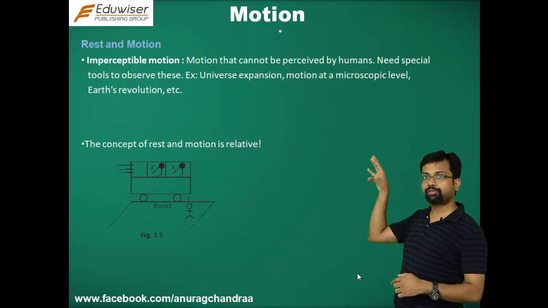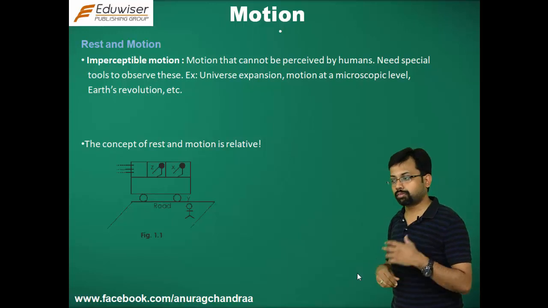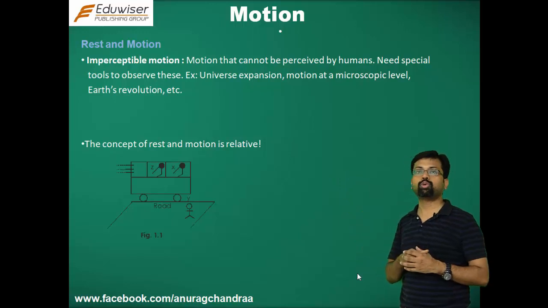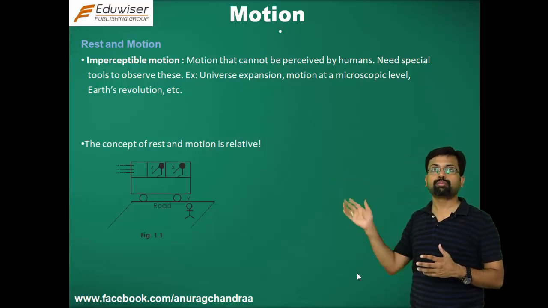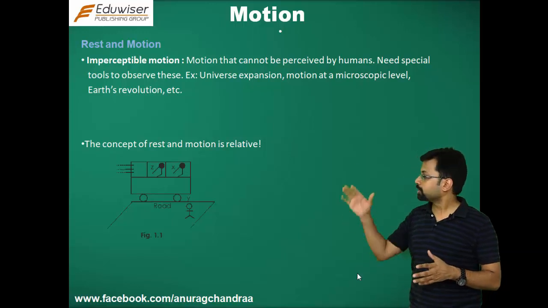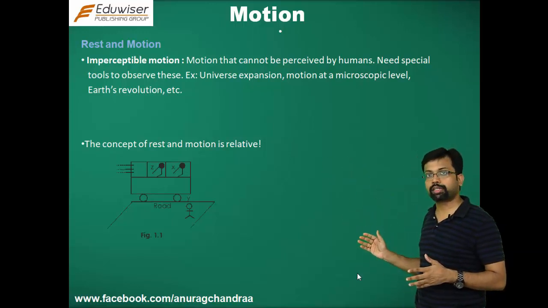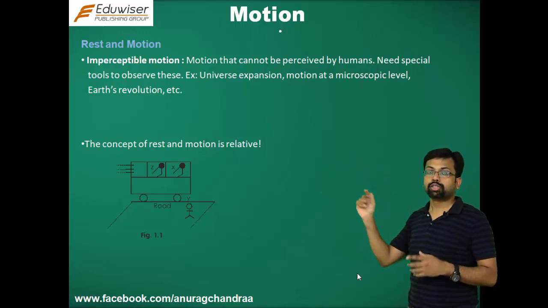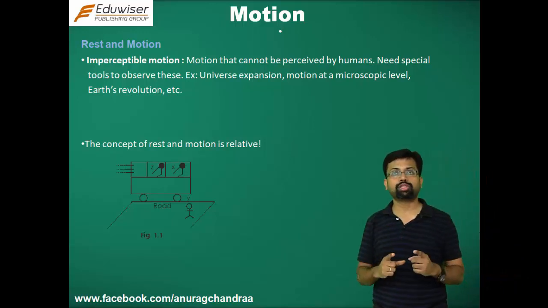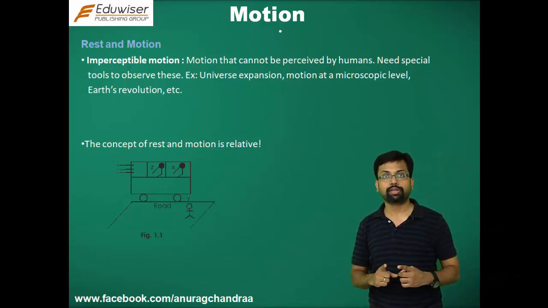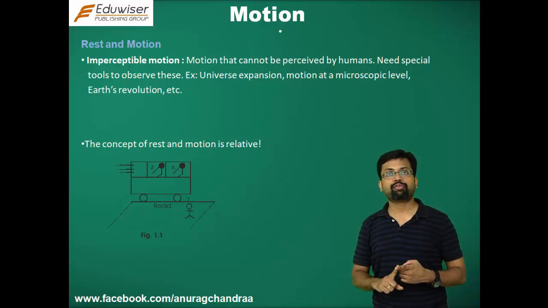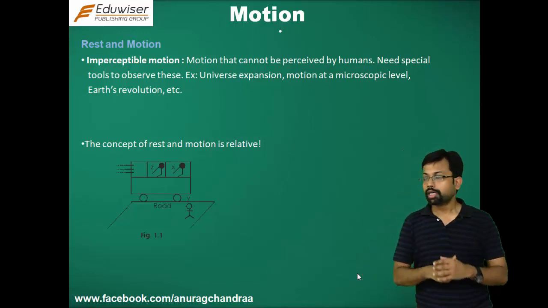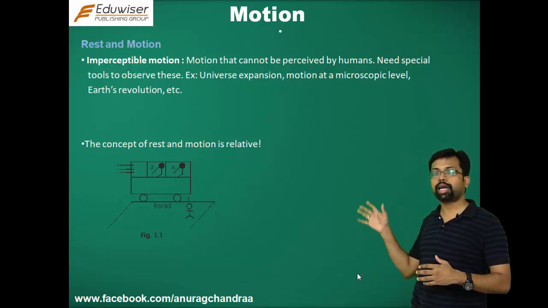So when we have to talk about the rest or motion of body X, we have to define it with respect to Y or Z, which would be the two chosen frames of reference for us here. So X is in motion with respect to Y, and X is at rest with respect to Z. So the definition of rest and motion is not absolute, it is relative. And relative would mean that we have to first define the reference frame from which the observation is being made. Here the observations are being made by Y and by Z.